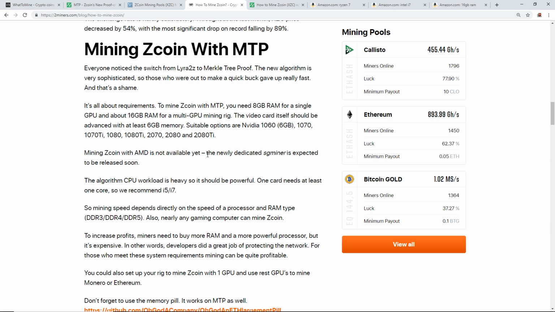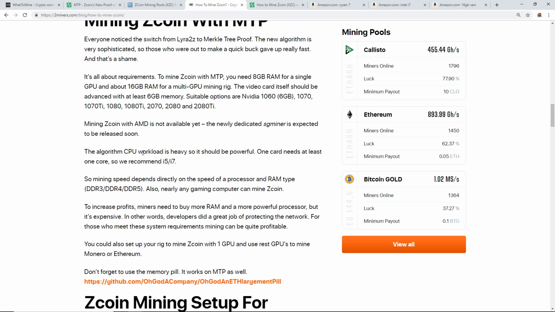Now, the next thing is that it's also CPU intensive, that it needs a pretty good CPU in order to mine it. The algorithm's CPU workload is heavy, so it must be powerful. One graphic card needs at least one core, so they recommend an i5 or an i7. So the initial investment, if you guys wanted to upgrade your processor and RAM, is going to be another couple hundred bucks. And that's an expensive venture just to mine this Zcoin, right?